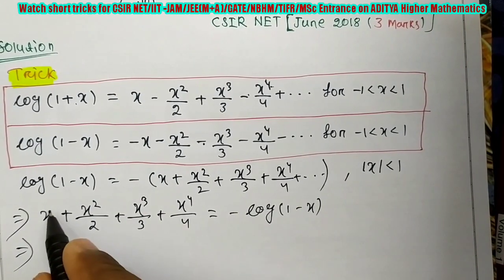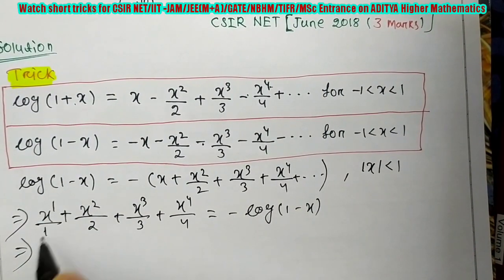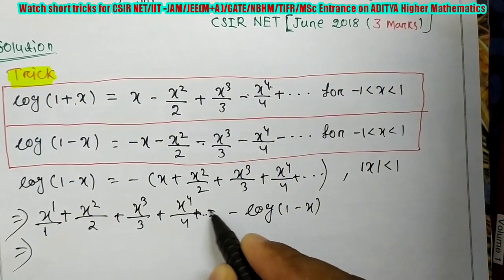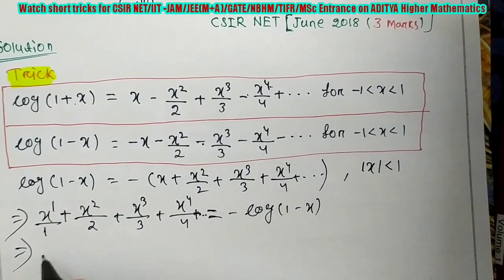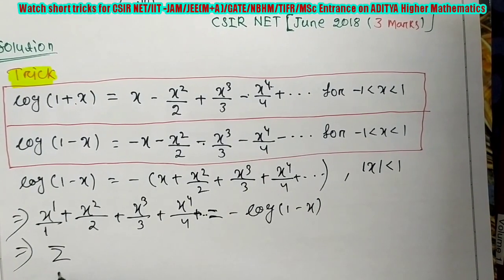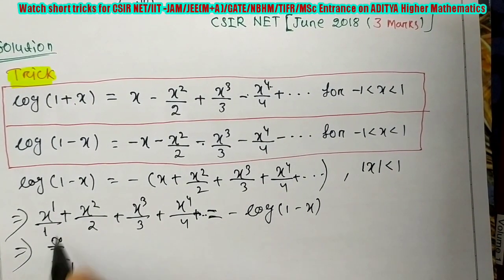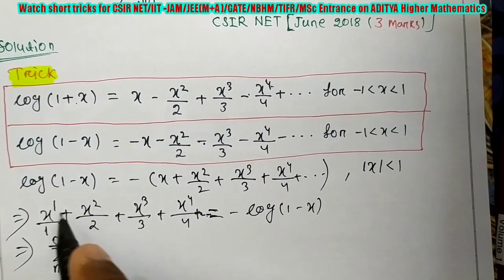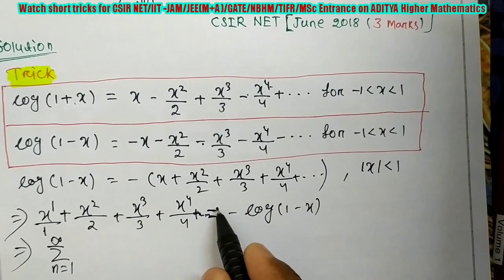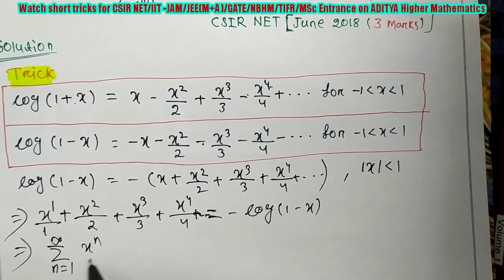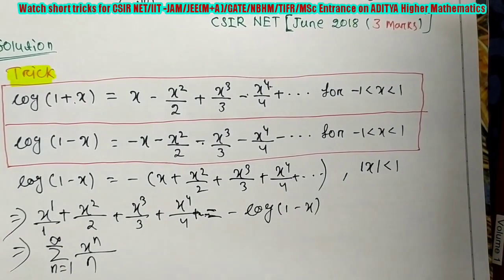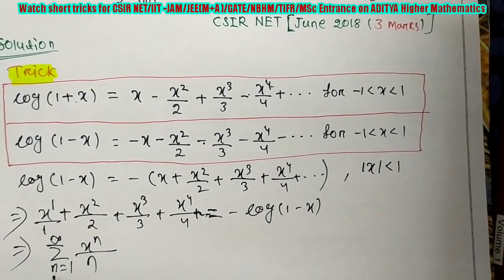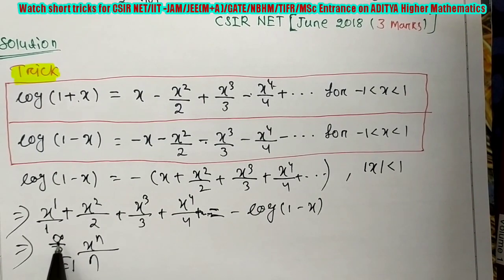And this x we can write as x power 1 by 1. Here the dots are there, that means it is an infinite series. So we are writing the summation of n equal to 1 to infinity, since it is given up to infinity, and 1, 2, 3, 4 like this it goes up to infinity. So x power n by n. So total infinite terms are given, so we are writing n equal to 1 to infinity.